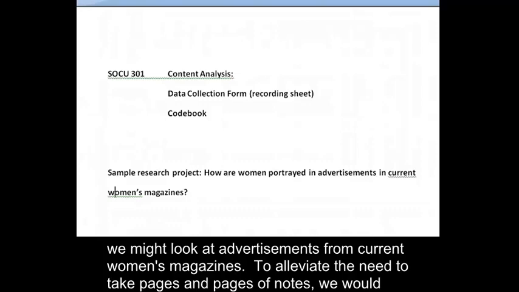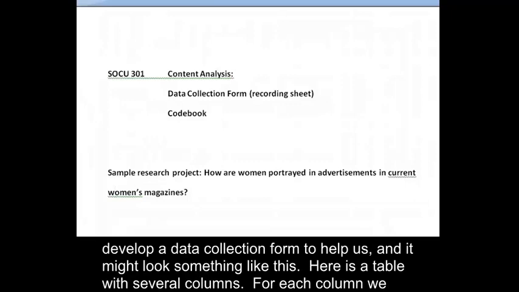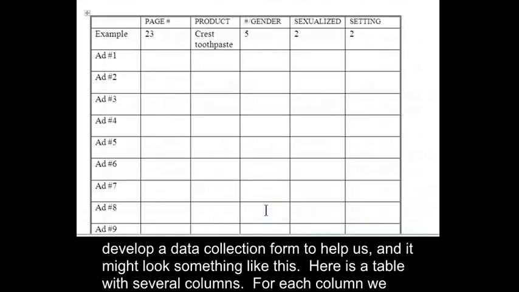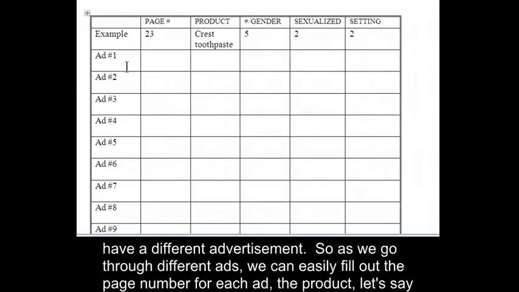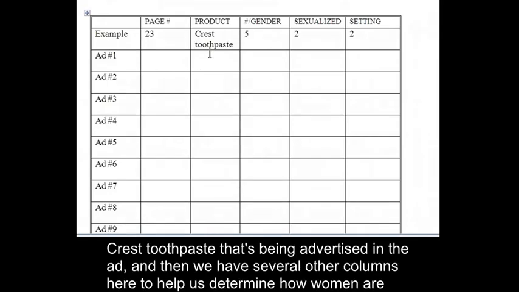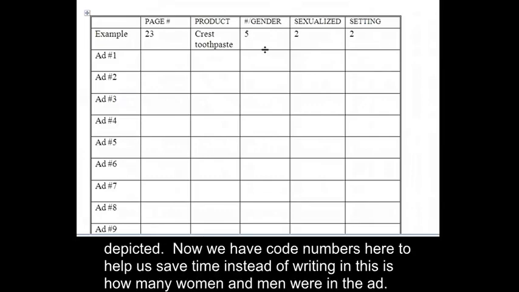To alleviate the need to take pages and pages of notes, we would develop a data collection form to help us, and it might look something like this. Here is a table with several columns. For each column, we have a different advertisement. So as we go through different ads, we can easily fill out the page number for each ad, the product, let's say Crest toothpaste, that's being advertised in the ad, and then we have several other columns here to help us determine how women are depicted.